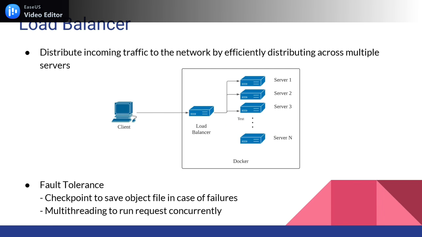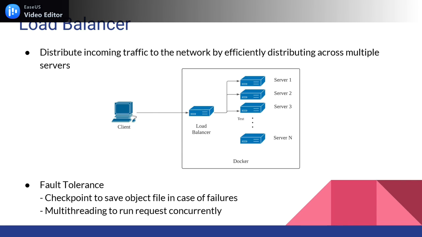I will be talking about the use of the load balancer, the round-robin algorithm that we use in our system implementation. A load balancer is what distributes the incoming traffic requests to the network by efficiently distributing them across the multiple servers. This way, the servers have a central location from which they can get the requests. As you can see from this diagram, the load balancer sits between the client and the group of multiple servers.